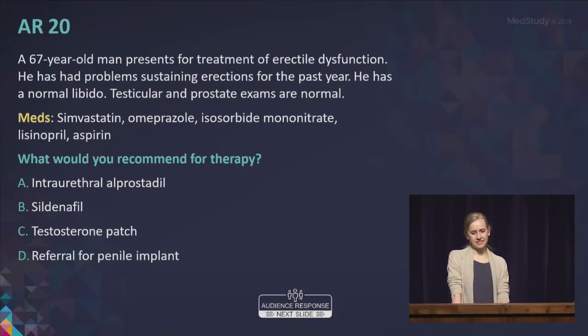Number 20, a 67-year-old man presents for treatment of erectile dysfunction. He has had problems sustaining erections for the past year. He has normal libido. Testicular and prostate exams are normal. His medicines are simvastatin, omeprazole, isosorbide mononitrate, lisinopril, and aspirin. What would you give him for therapy?